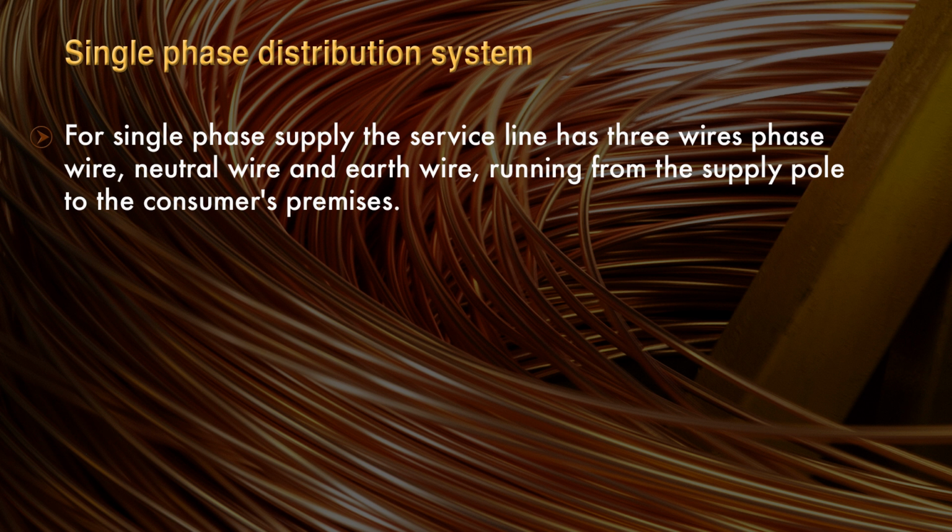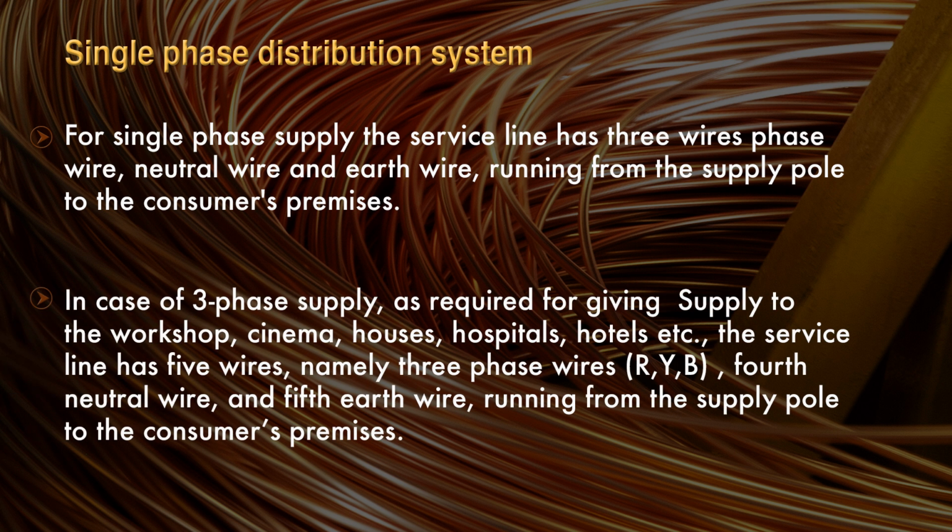For single phase supply, the service line has 3 wires, phase wire, neutral wire and earth wire, running from the supply pole to the consumer premises. In case of 3-phase supply, as required for giving supply to workshops, cinemas, houses, hospitals, hotels, the service line has 5 wires, namely the 3 phase wires called RYB, the 4th wire is a neutral wire, and the 5th wire is an earth wire, running from the supply pole to the consumer premises.